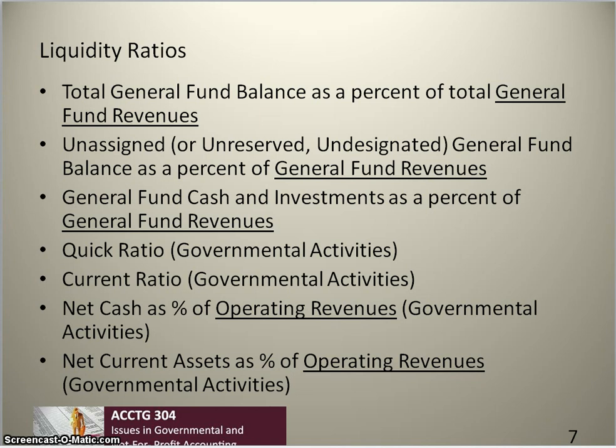An analyst may also look at the liquidity of the governmental activities. And as I said, the focus should be on the general fund, but it can be useful to see what the overall liquidity of the government appears to be. And in this case, common ratios to use would be the quick ratio, the current ratio, net cash as a percent of operating revenues, or net current assets as a percent of operating revenues, all for the governmental activities.